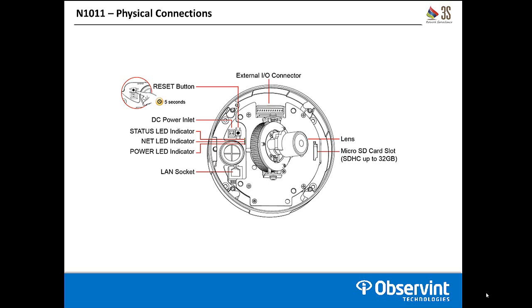The external I/O connector is going to be a Molex connector. This is going to be where your audio in and out is, your alarm in and out is, and then obviously the lens is on the gimbal on the raised platform, and the microSD card slot is going to be over on the right. So it's a very clean camera to install. Connections are very spaced out in there, so you shouldn't have any problem making those connections.